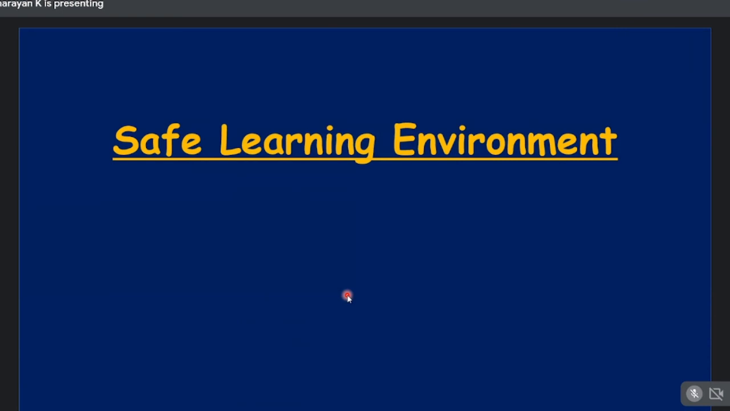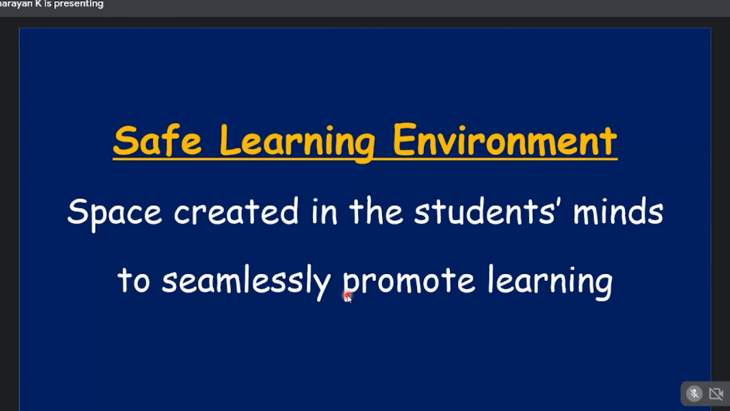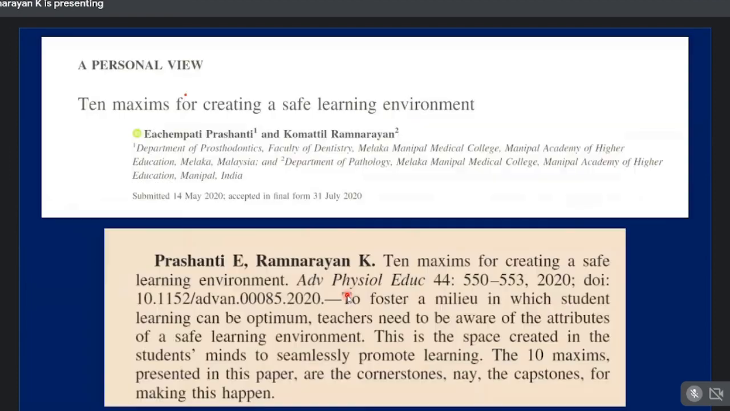Please remember, the safe learning environment is just a space created in the students' minds to seamlessly promote learning. So this is my definition. I'm coming to this definition after sharing with you the maxims of safe learning environment. It is the space you create in the minds of the students, and there is simply no limit. In the mind of the student, if you can create that space, you have taken the first step, the right step, the best step forward. As teachers, let us always endeavor to create a safe learning environment.